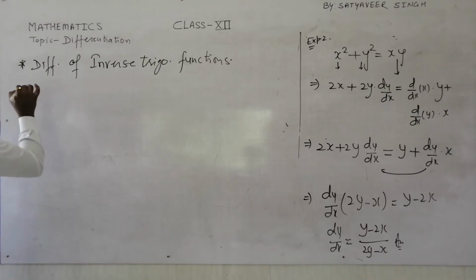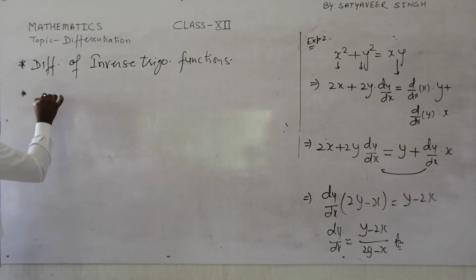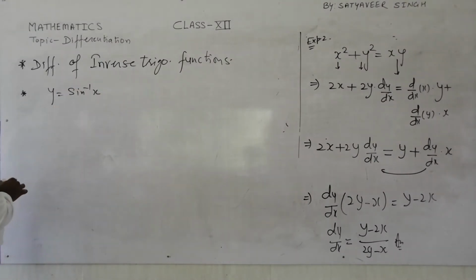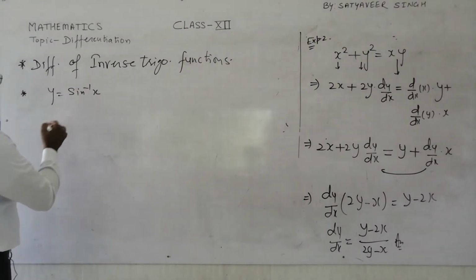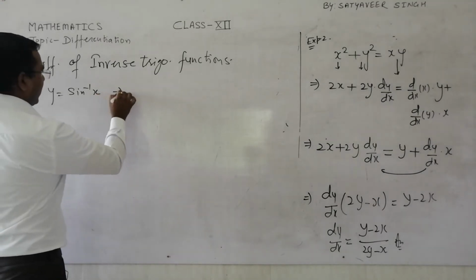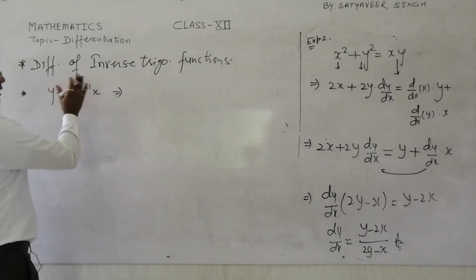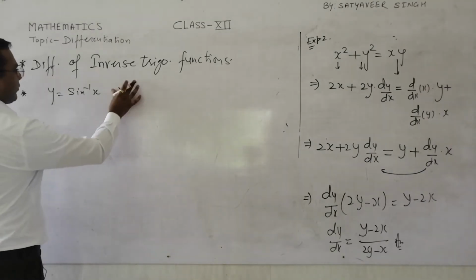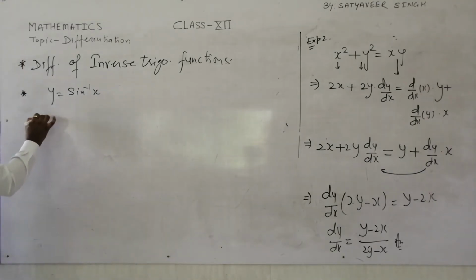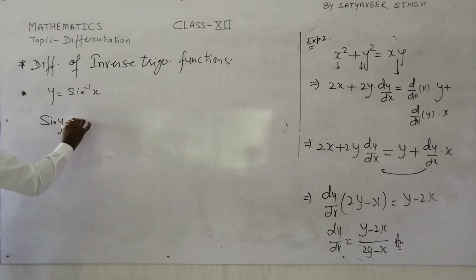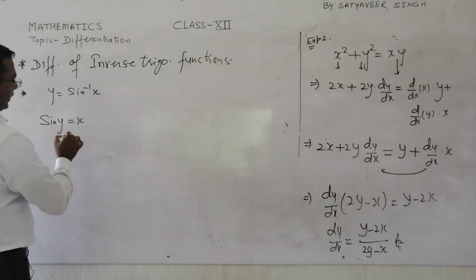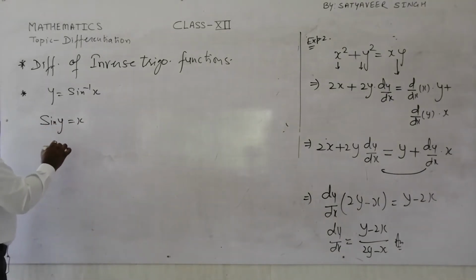So if you see some of the functions, like here it is y is equal to sine inverse x. You want to differentiate this, we can write using the inverse trigonometric property. From here we can write this function, it is sine y is equal to x. Can we write or not? And then further, it is sine y is equal to x.